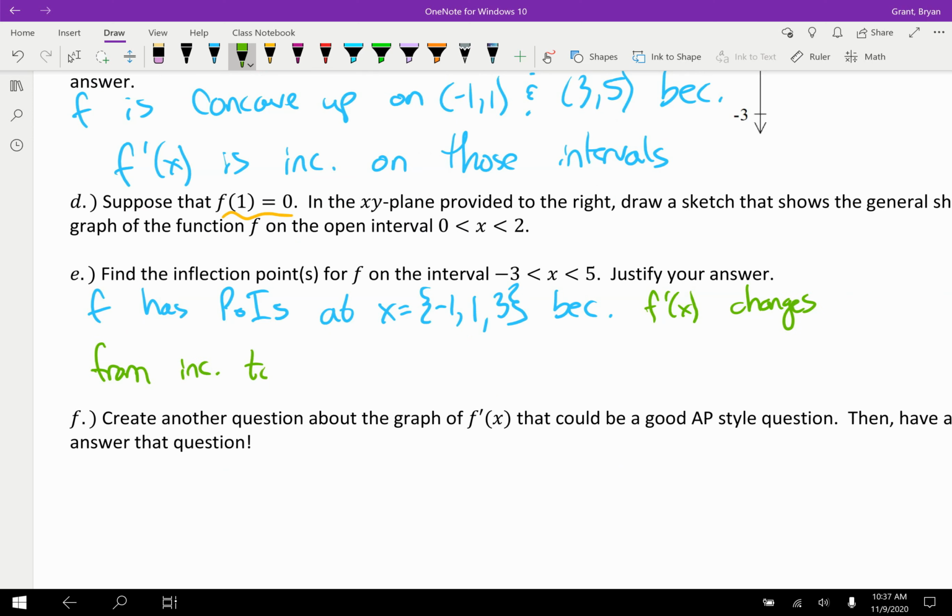Whew. All right, well, part F is a fun one. Create another question about the graph of f prime that could be a good AP style question. You could talk about where the critical points are. A really good and common one is maybe where is f both decreasing and concave down? Or some combo where you have to look at both of them at the same time. Either way, go ahead and create one, see what you can come up with, and I'm excited to check those next class. And then once you're done, we'll move on to the last page.